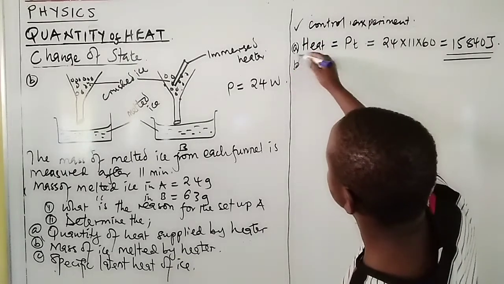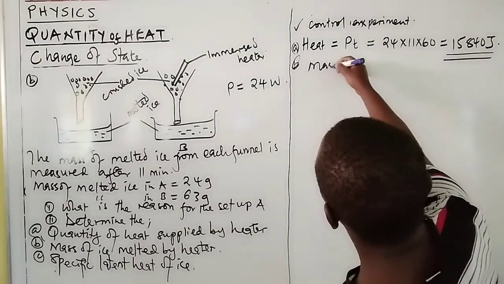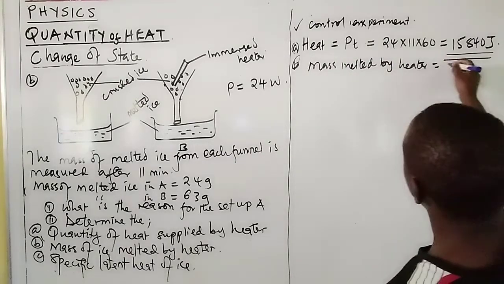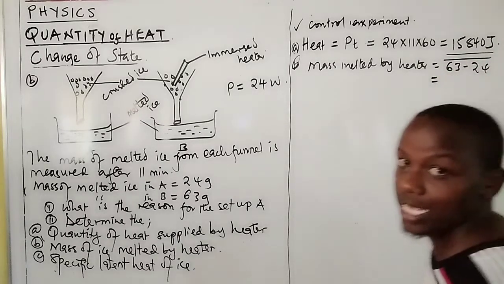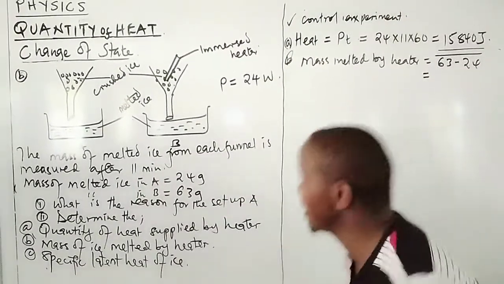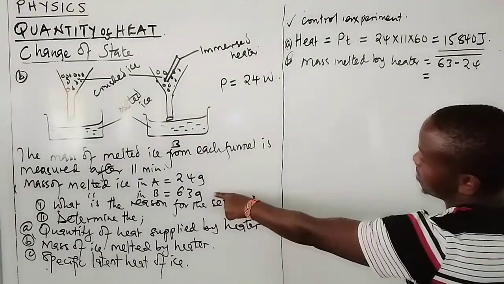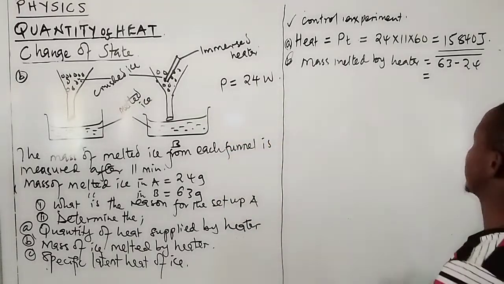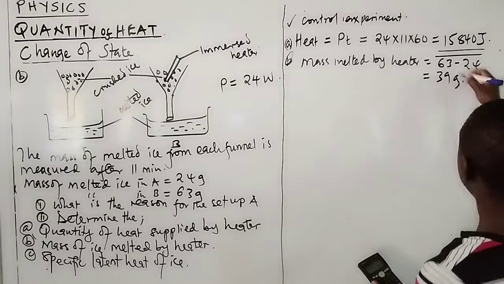Part B now, after determining the quantity of heat, we determine the mass melted by the heater. So the mass melted by the heater will be 63 minus 24. In other words, in this setup, if 24 could still have melted without the heater, and 63 has melted with the heater, it means the difference is strictly due to the heater itself. So 63 minus 24 gives us 39 grams.